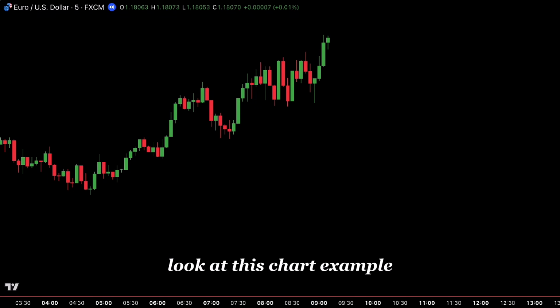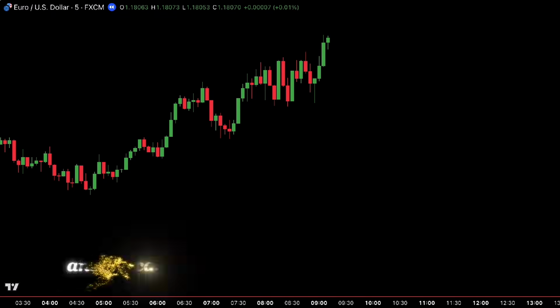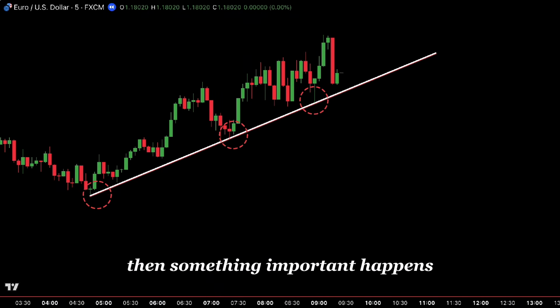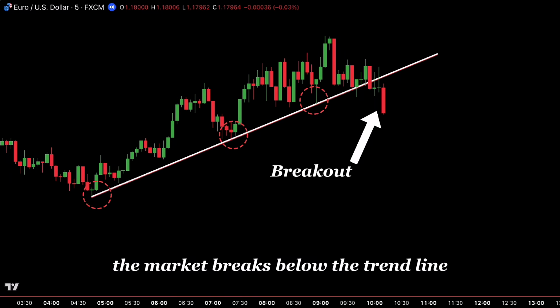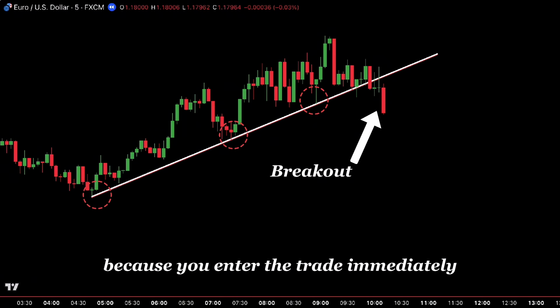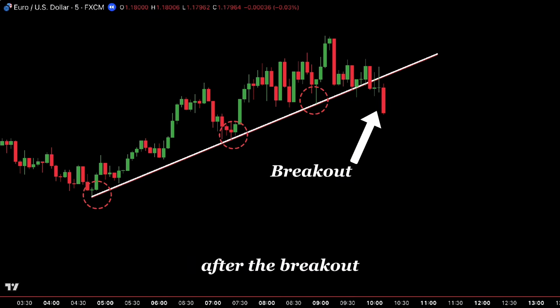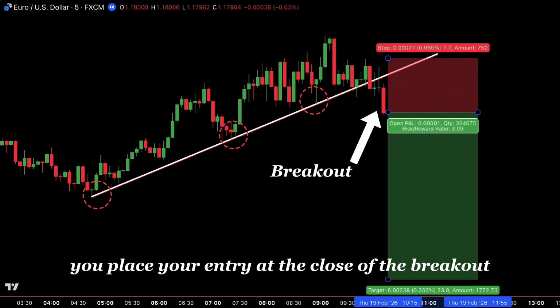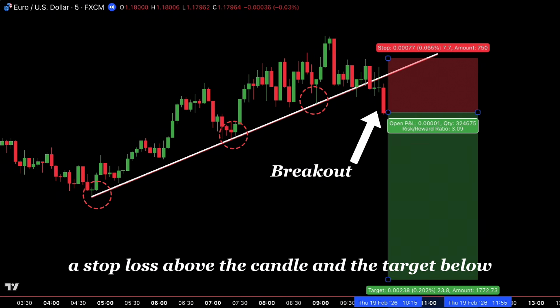Look at this chart example. The market was trending up, and we can clearly identify an uptrend trend line. Then something important happens. The market breaks below the trend line. This type of entry is called the bold breakout entry. It's called bold because you enter the trade immediately after the breakout, without waiting for additional confirmation. You place your entry at the close of the breakout candle, a stop loss above the candle, and the target below.